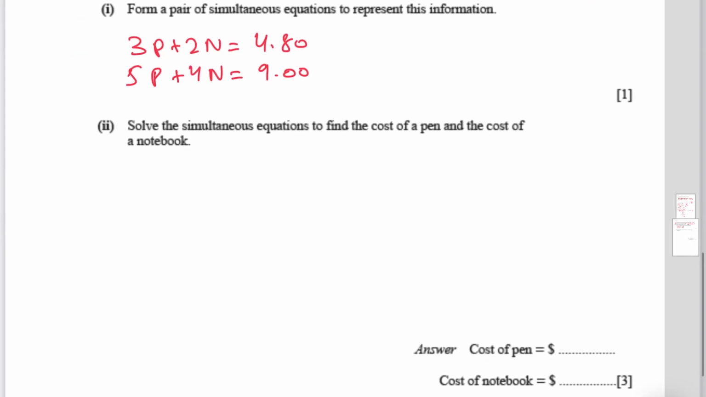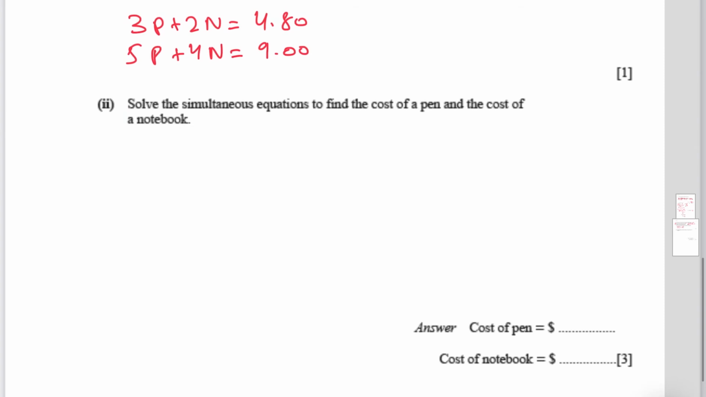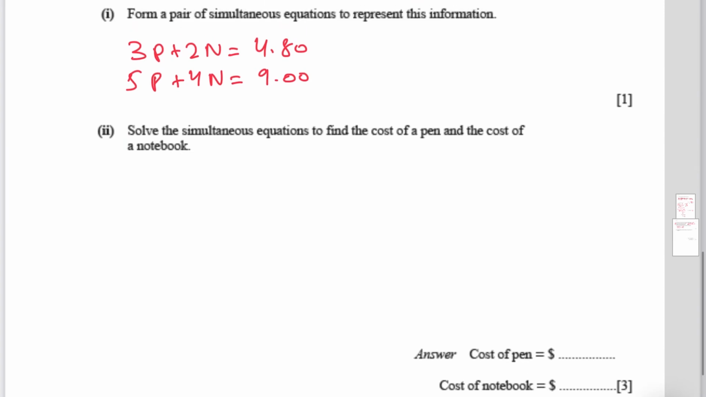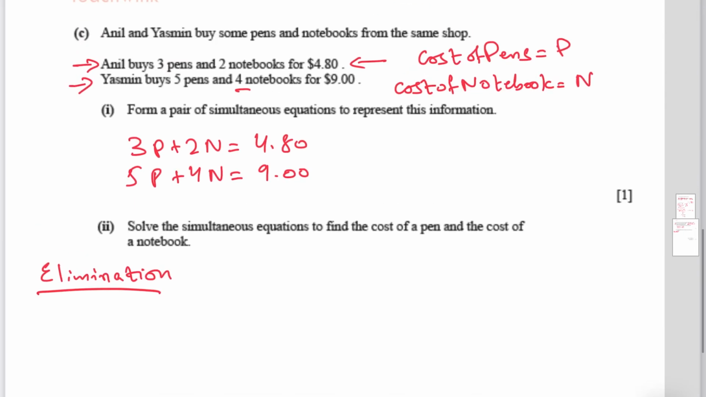Now they've asked us to solve the simultaneous equations to find the cost of a pen and the cost of a notebook. I use the elimination method. I believe that would be the shortest. In the elimination method, I look at these 2 equations and I would want to make n same or similar, it's going to be easy. So I multiply the first equation by 4 and I multiply the second equation by negative 2.